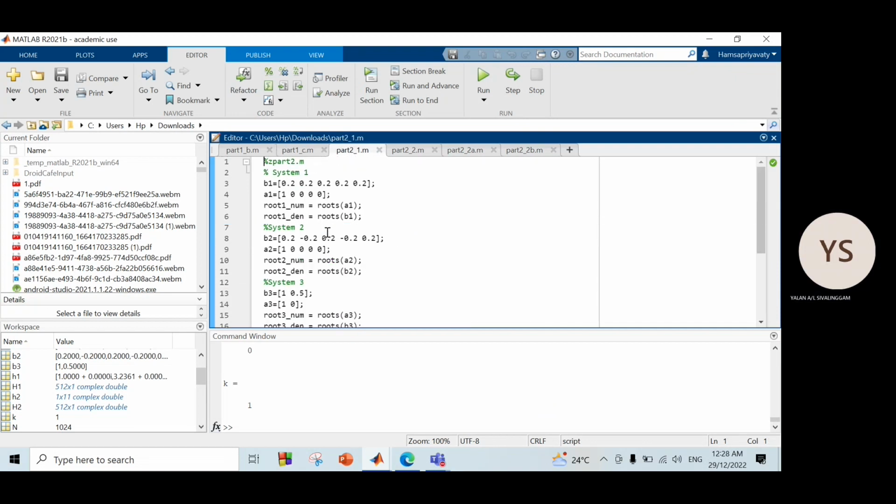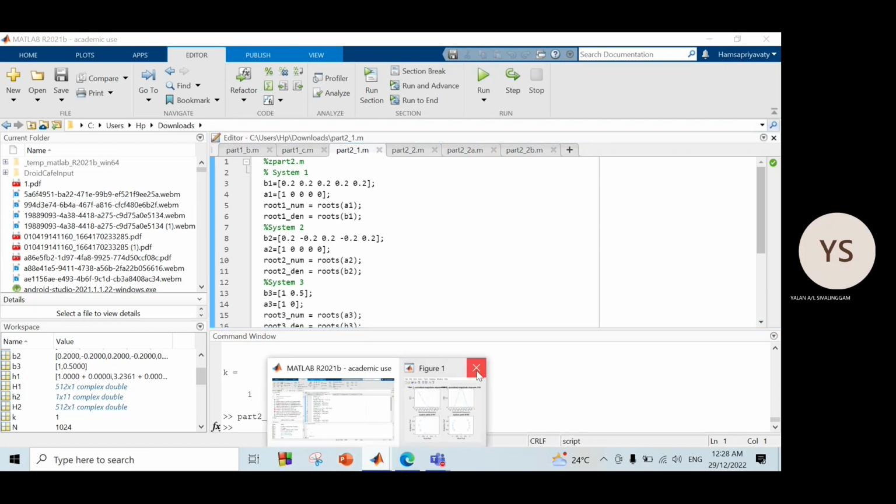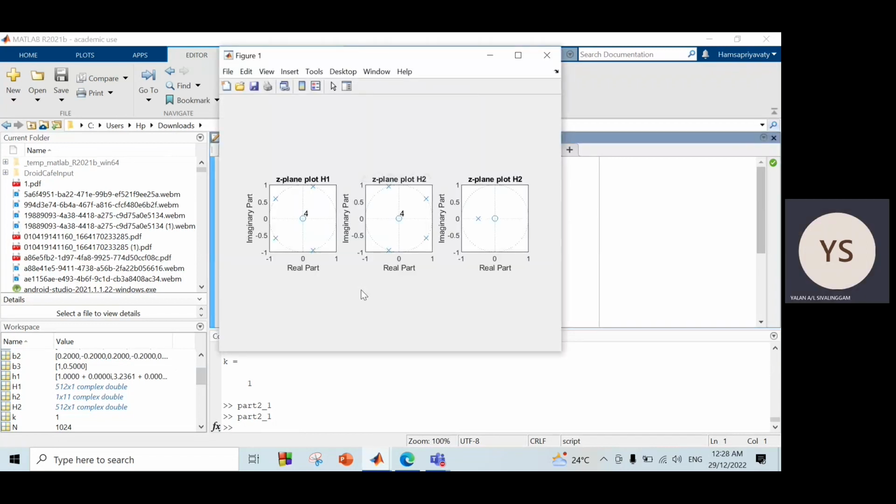And then for Z part 2, we should plot the graph for the zeros and poles. When we run, we will get the zero and pole graph, and this is for H1, and this one is for H2, and this one is for H3.